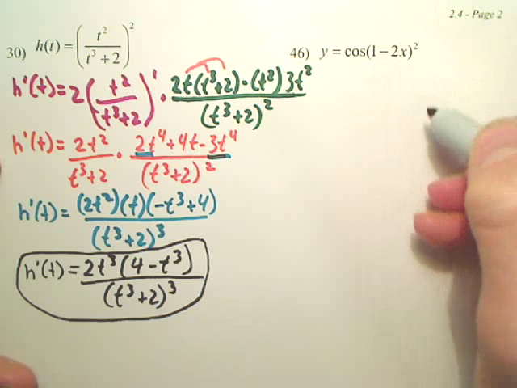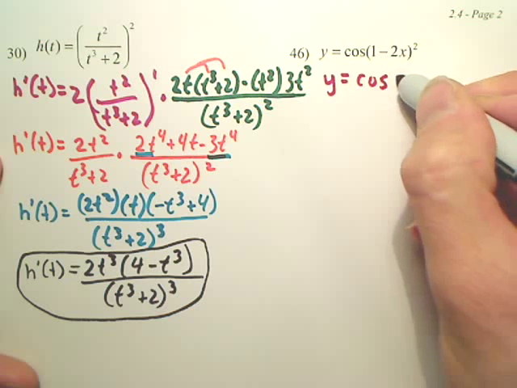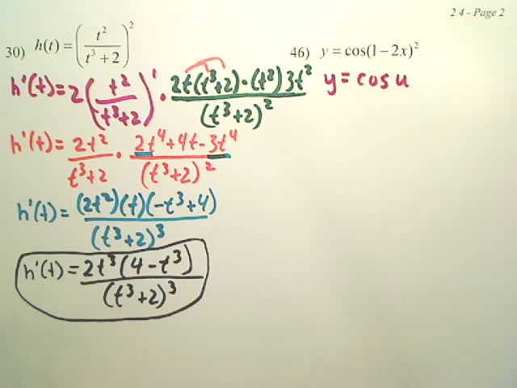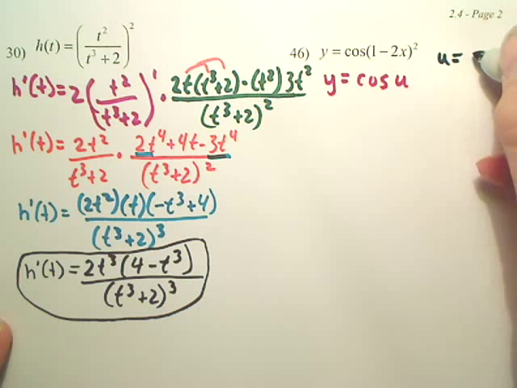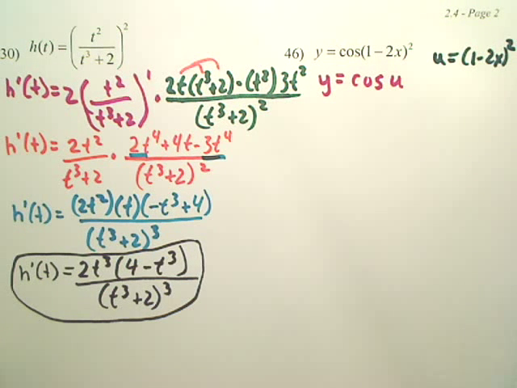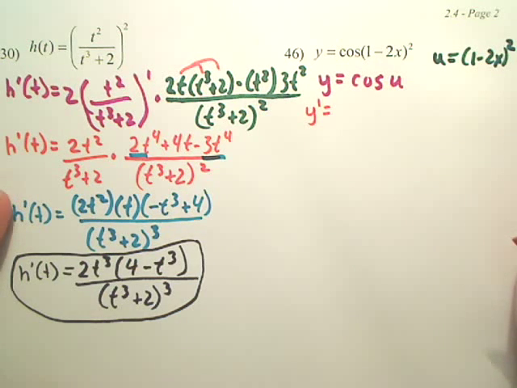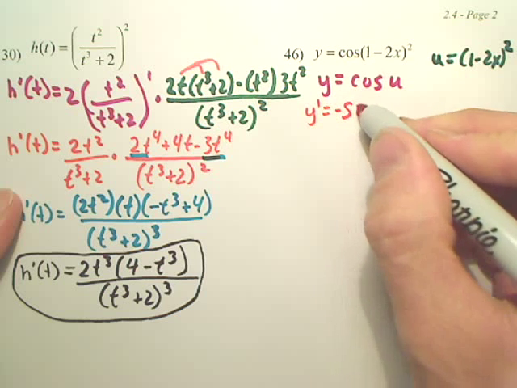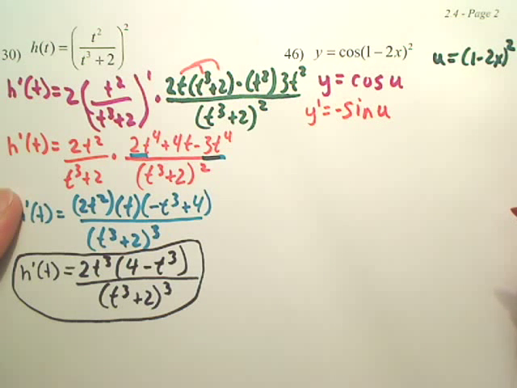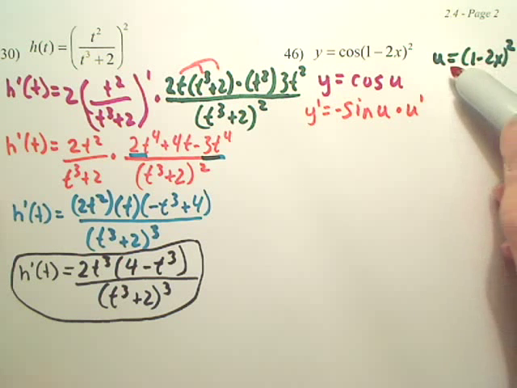Okay, number 46. Let's just do it with u's. You understand this is y equals cosine u, and hopefully you understand that u equals 1 minus 2x squared. So, to derive this, y prime, well, what's the derivative of cosine? Negative sine u, but according to the chain rule, you're also supposed to multiply by u prime. Got it? Now, let's derive u prime real quick.